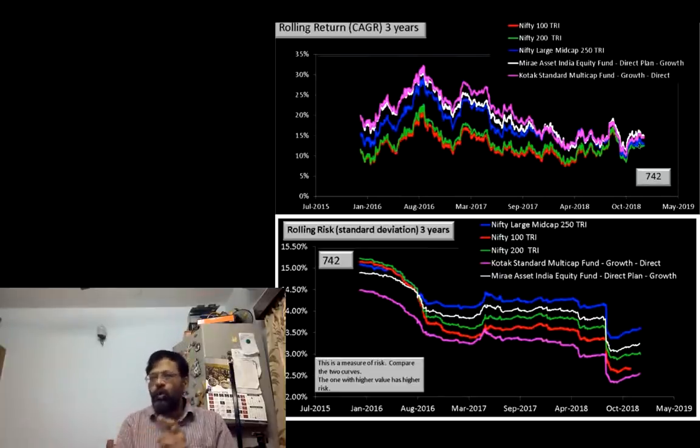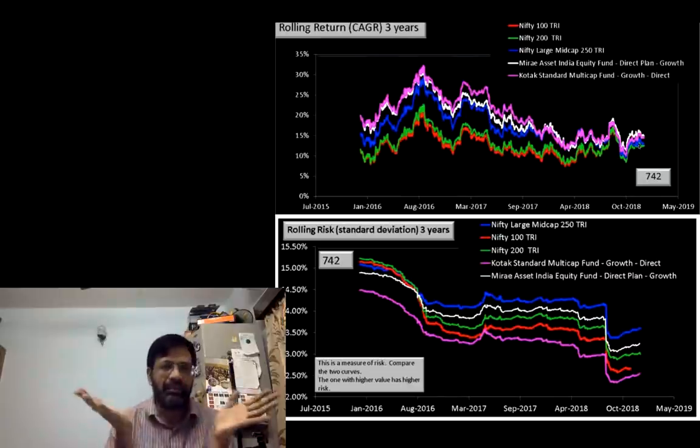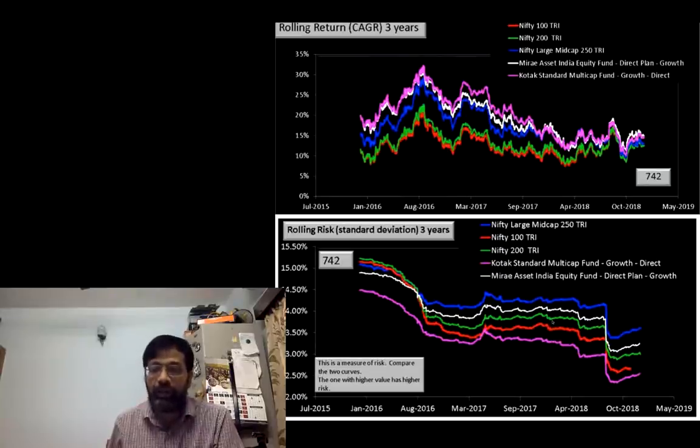So could it be AUM? I don't know, but there is a suspicion. I have a suspicion that the sudden influx of money into the fund could have caused a dip in performance. That's my suspicion. But risk-wise, you notice that the pink line is significantly below the white line, so compared to the Mirae fund, the Kotak Standard Fund is very good in controlling volatility, and that's a wonderful sign. So all that is fine.